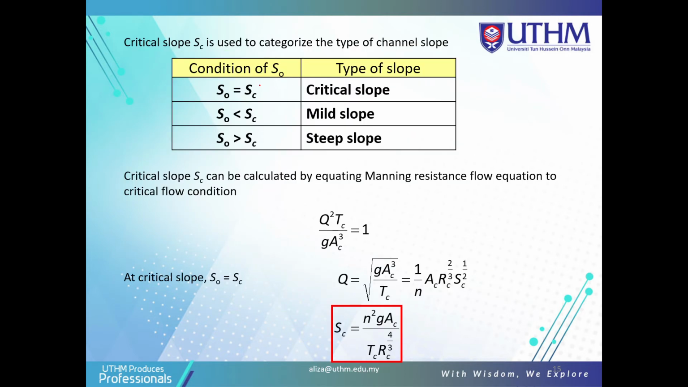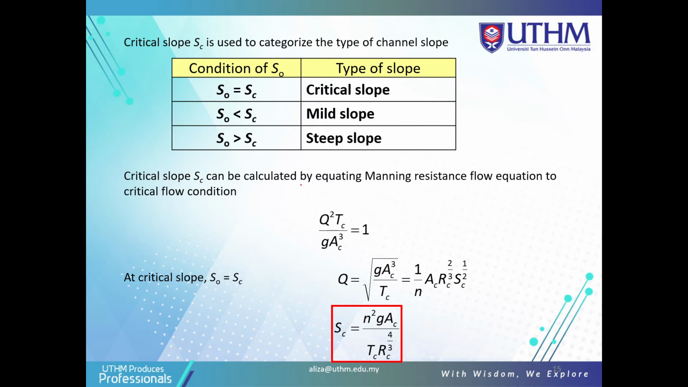Now we look at the critical slope. Critical slope is used to categorize the type of channel slope. The slope is critical when S naught is equal to Sc, where Sc is the critical slope. When S naught is less than Sc, it is a mild slope. When S naught is more than Sc, it is a steep slope.